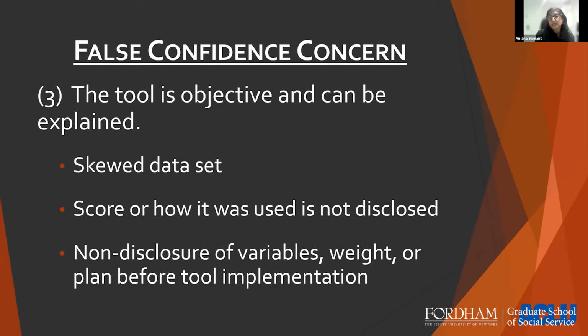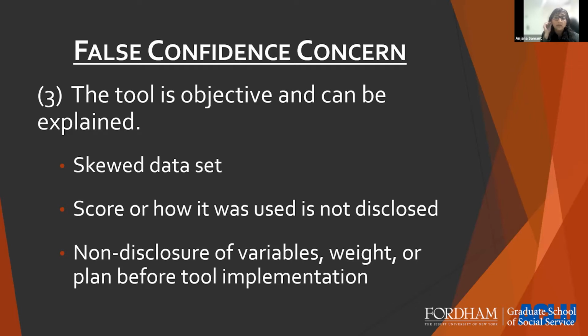A final asserted reason for using these tools is that they are more objective or less biased than human decision makers. And you can actually explain how a tool reached a certain score or recommendation and explain the tool's thinking behind those. Except that we've already talked about how data sets are skewed. But one thing I'm going to add is scores aren't typically disclosed. At least we haven't come across any tool where part of its proper use is to disclose the score or how the score was considered to the person or family involved.